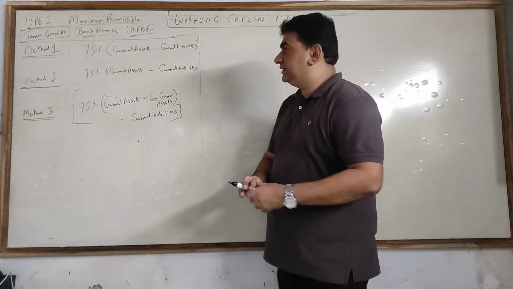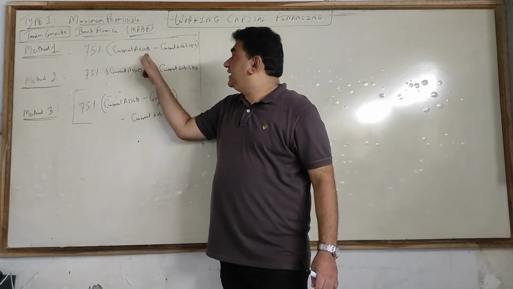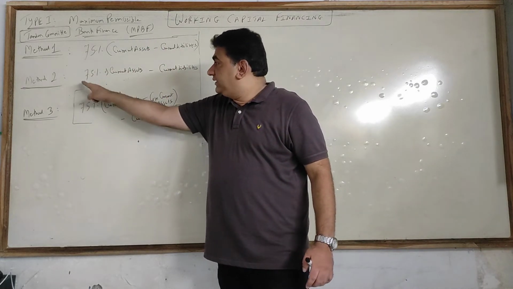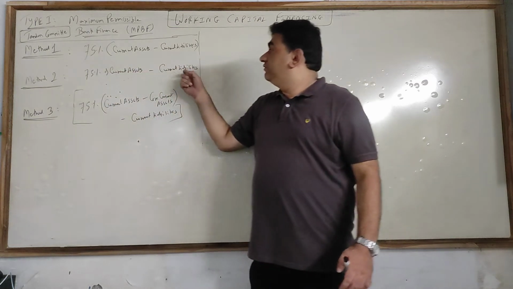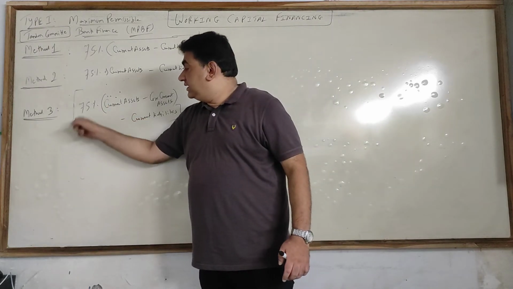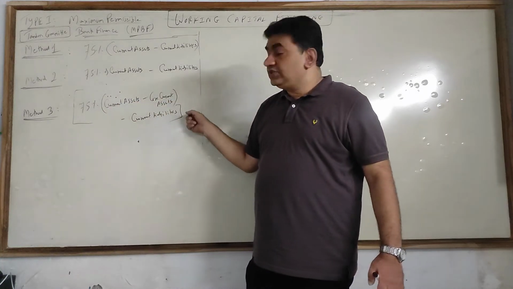I'll repeat, guys. See, method 1: 75% of current assets minus current liability, 75% of the difference. Method 2: take 75% of current assets, from that deduct current liabilities. Method 3: take 75%, put a bracket, current assets minus core current assets.